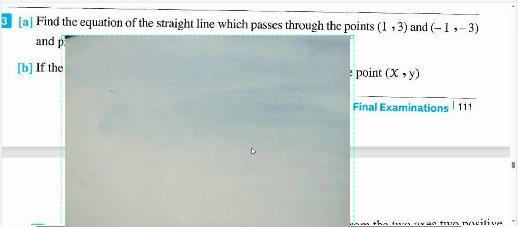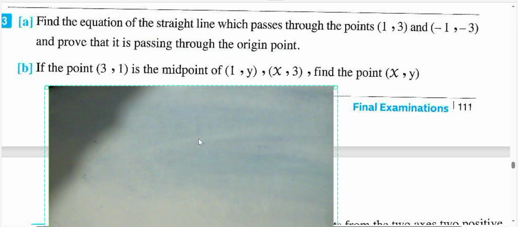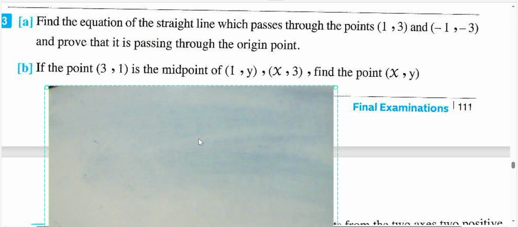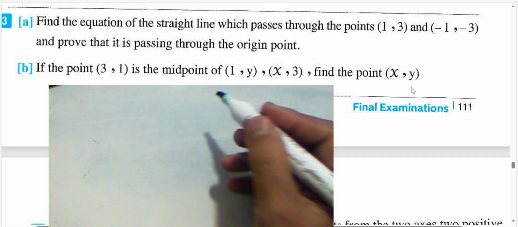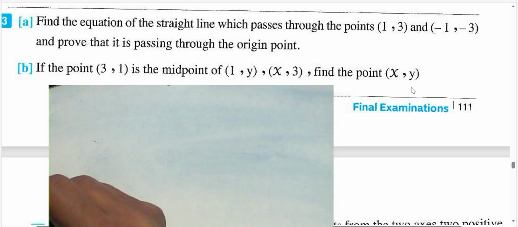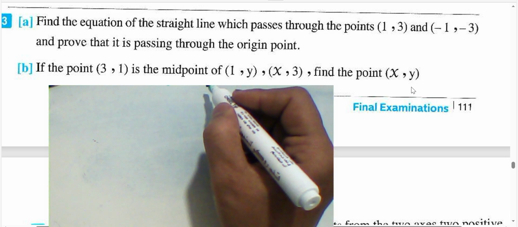Next question. Letter B. If (3, 1) is the midpoint of (1, y) and (x, 3), find x and y. We have a point that lies in the middle. The point here, what will it be?